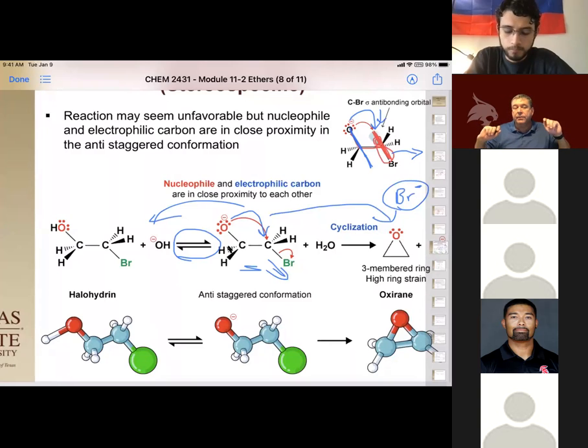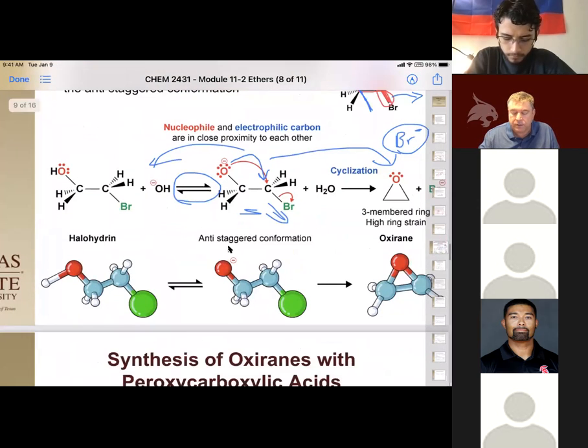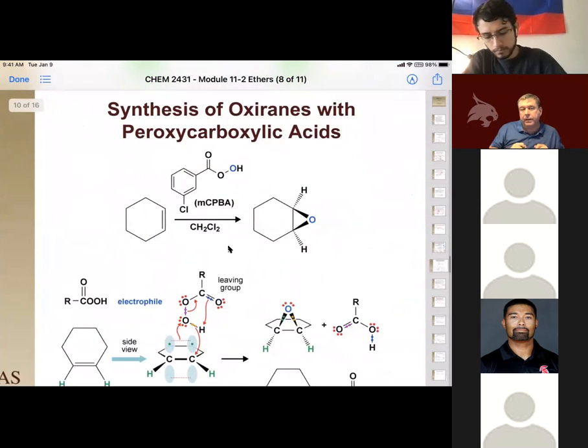So we have to actually wait for the molecule to rotate around. We have to wait for that rotated molecule to be deprotonated. And then once it is, we have an opportunity to do a very fast intramolecular SN2 reaction. So it works best with really good leaving groups. All right. So that's one way to make it.